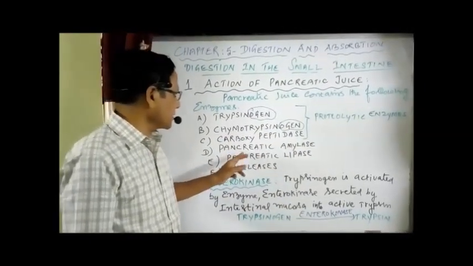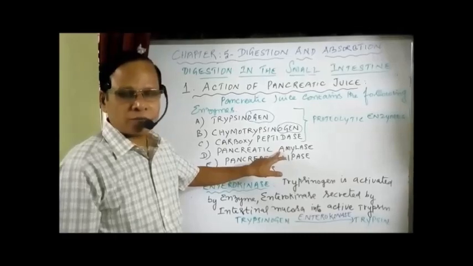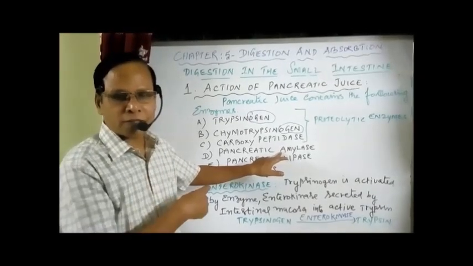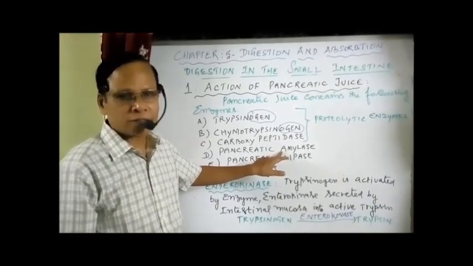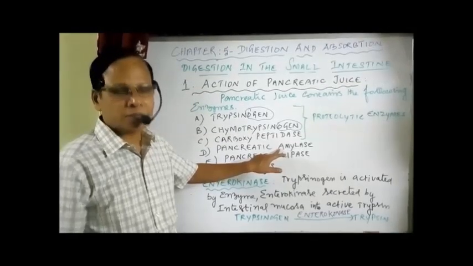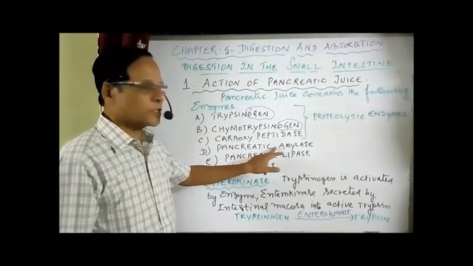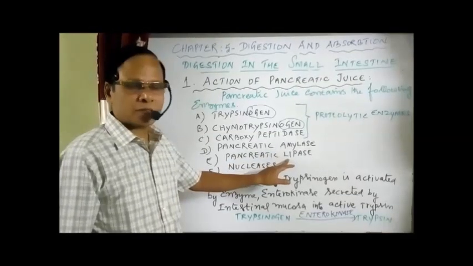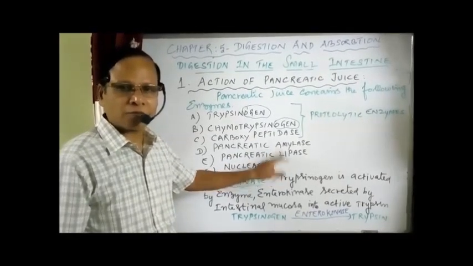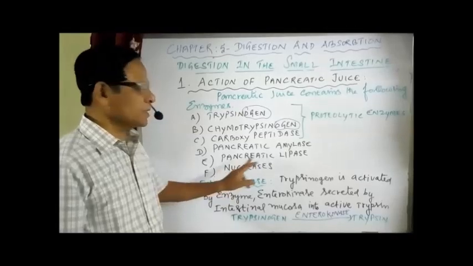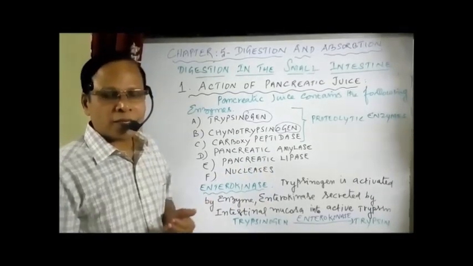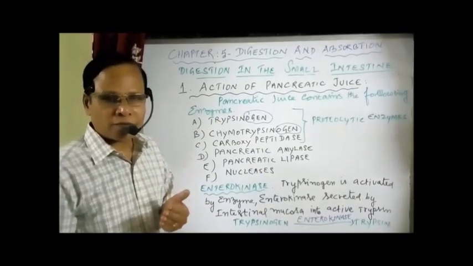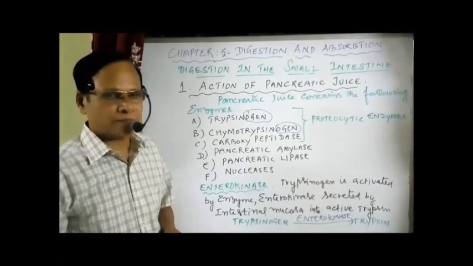Now, pancreatic amylase. So we have salivary amylase. Here, pancreatic amylase has the same role as salivary amylase: digesting starch and glycogen. Pancreatic lipase is the one concerned with the breakdown of fats. Then nucleases. The enzyme name always has the suffix ase.